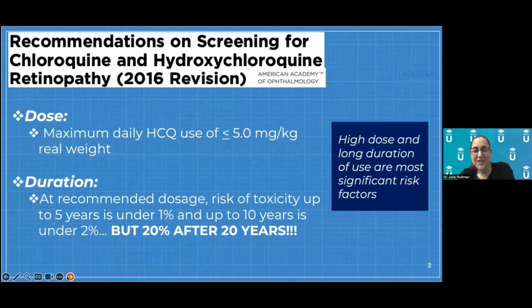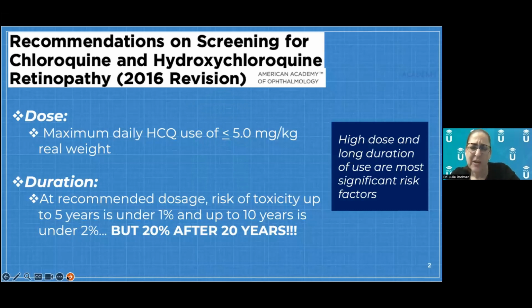So let's just go through this as quickly as we can. In 2016, and we're due for a revision because it's already 2023, the American Academy of Ophthalmology put out some guidelines on what the workup should be for patients that are on Plaquenil. And really, they found that the two biggest risk factors for patients developing toxicity are the dosage and the duration. So the safe dosage is if patients are taking less than or equal to 5 milligrams per kilogram of their real body weight.